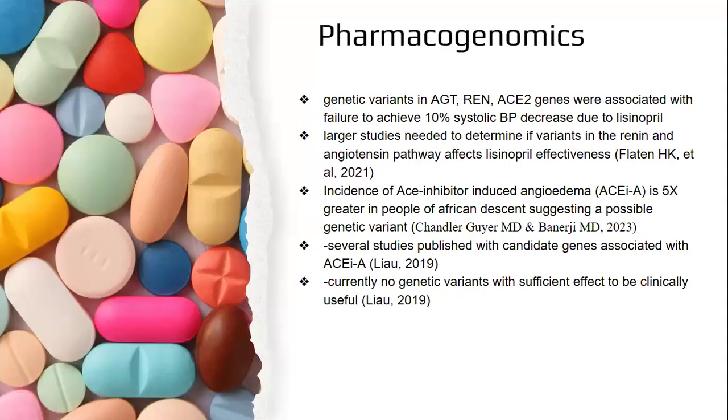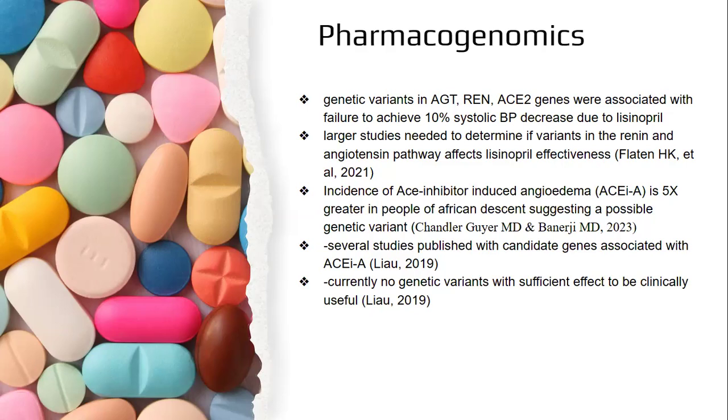All right, now for pharmacogenomics. Genetic variants in the AGT, REN, and ACE2 genes were associated with failure to achieve a 10% systolic blood pressure decrease due to lisinopril. That 10% was the parameter for drug efficacy. So they determined that larger studies were needed to determine if there was in fact a specific gene that affected the effectiveness of lisinopril.